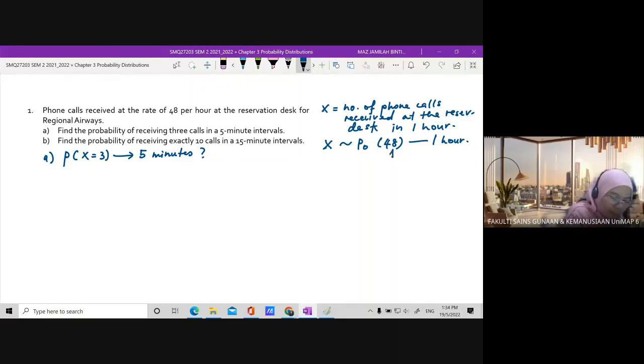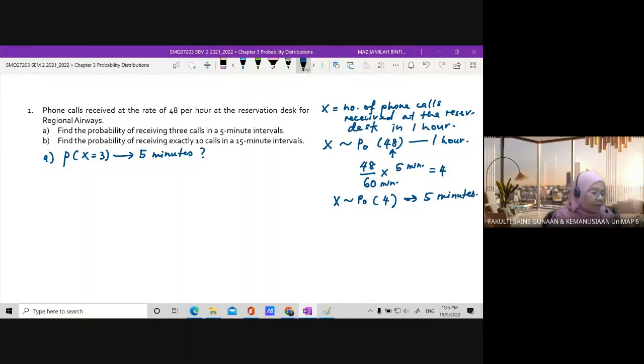So you have to make something with the number of calls received within 1 hour. If 1 hour is 48, how many for 5 minutes? Simply 48 over 60 minutes, times the number of minutes that we are looking for, which is 5 minutes. When we divide by 60 minutes, we find for every 1 minute how many. Since we are looking for 5 minutes, we multiply by 5. So what is the value here, class? 48 divided by 60 multiplied by 5. The value is 4. So the Poisson distribution for 5 minutes will be 4.